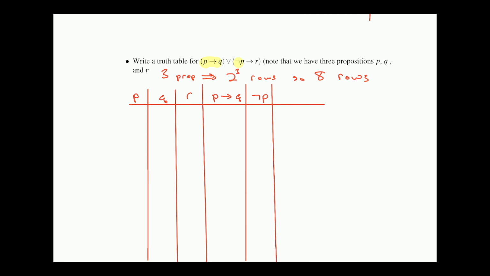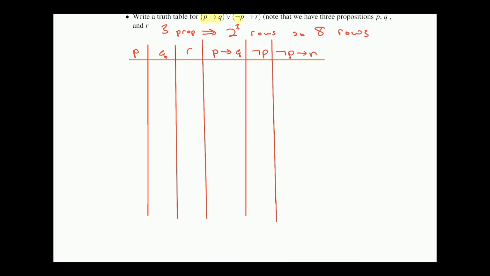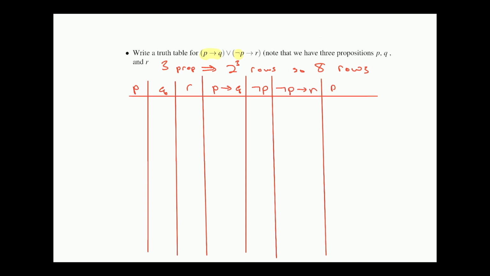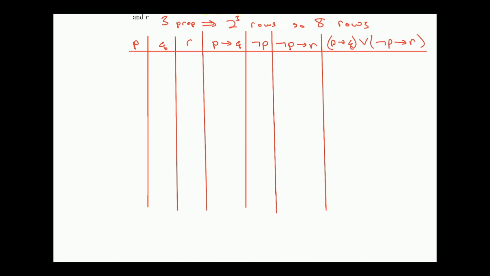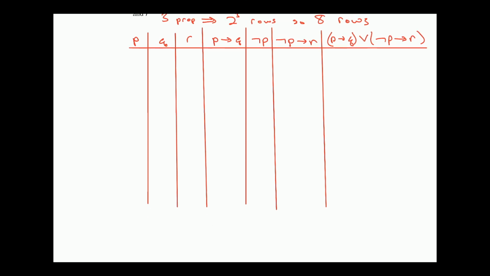Okay, so at this point, we should be able to go to, I guess, not P implies R. And then finally, the whole thing, P implies Q, or not P implies R. Okay, so that's how we're going to do this. My lines are not very straight, but that'll be okay.